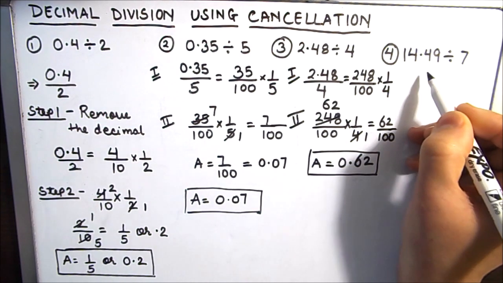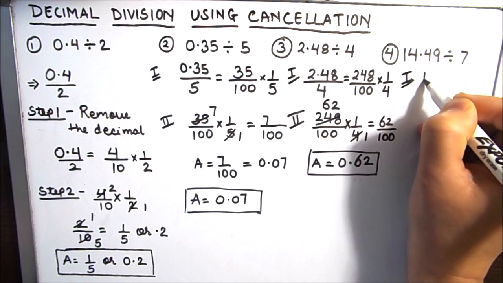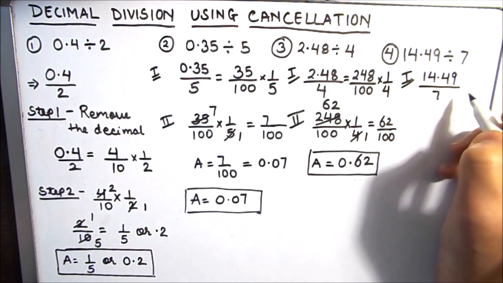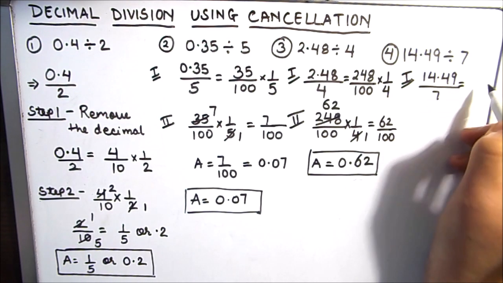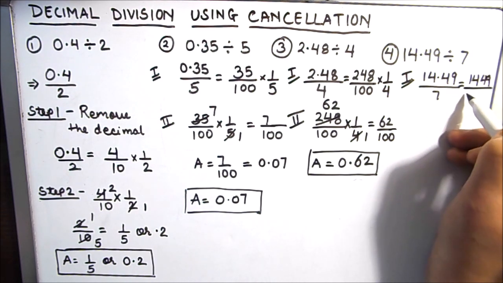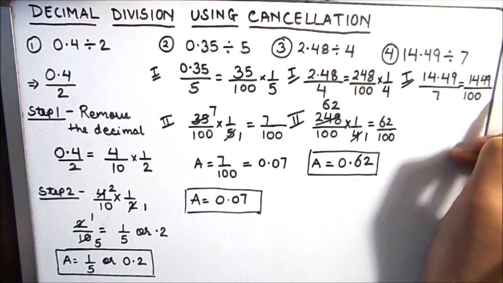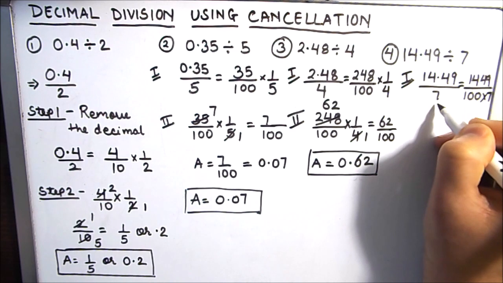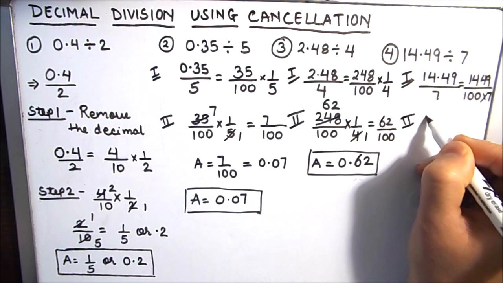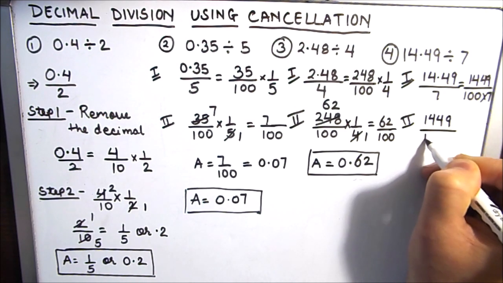Now the last example is, first step we'll remove the decimal point. So our question is 14.49 divided by 7. If we remove the decimal point, this will become 1449 over 100, because there are two numbers after the decimal point, times 7, which is always there. So the second step is to cancel the terms or to find the common factor and reduce the terms.